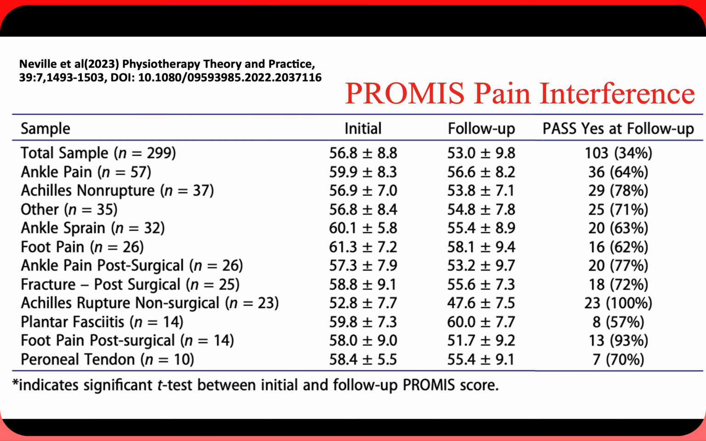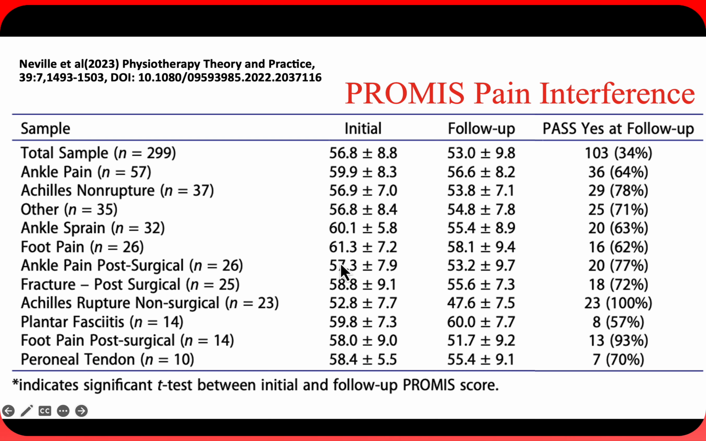Okay, so how severe is the pain? This is a study that I did a year or so ago with Dr. Neville from SUNY. We sampled pre-post PROMIS scores on 300 individuals that had foot and ankle problems, and here are all the different kinds of foot and ankle problems. This is their initial PROMIS score on the pain interference measure, and then this is their follow-up. And then this is how many patients reached a patient acceptable symptom state, or PASS, at completion.